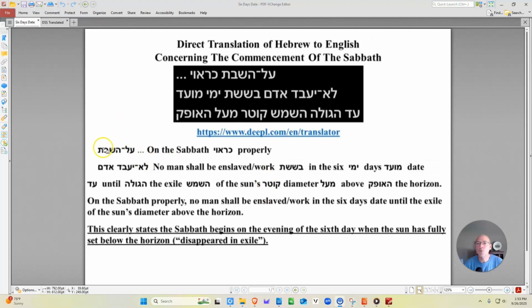Here's the first Hebrew word, and of course they're reading from right to left instead of left to right. The first Hebrew word is "on the Sabbath," another Hebrew word "properly," another, "no man shall be enslaved to work," then "in the six days," "date," "until," "the exile," "of the sun's," "diameter," "above," "the horizon."